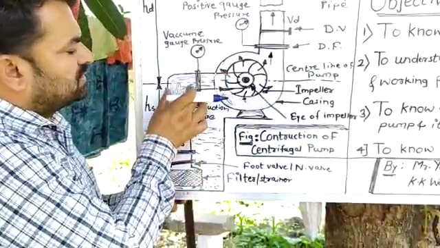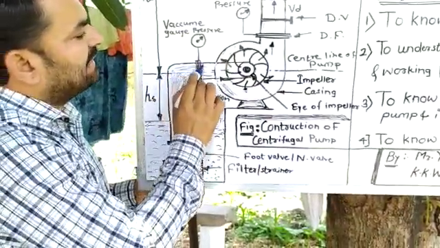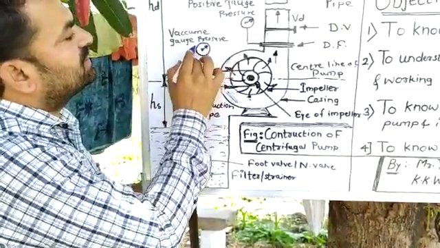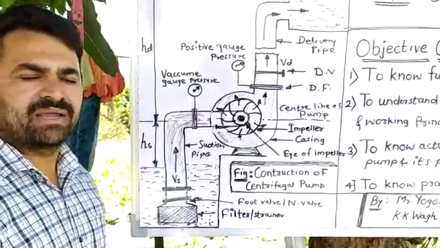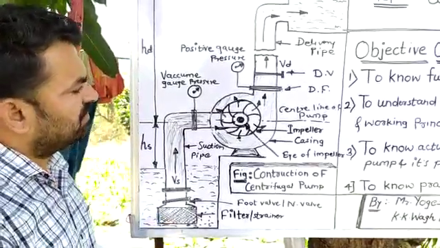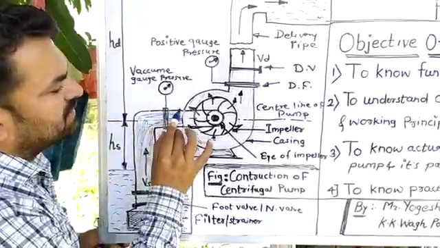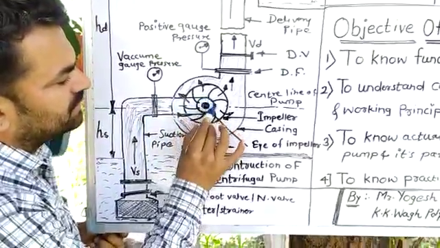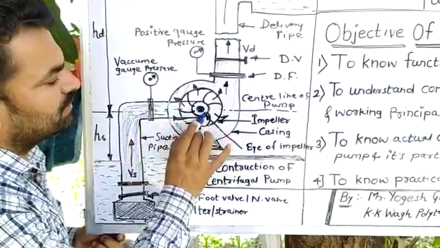So this is the suction pipe, suction head, and here again one pressure gauge is provided to know the vacuum pressure inside the pipe or inside the pump. See here, this pipe is directly connected to the impeller or eye of the impeller. It means water will reach up to this impeller.